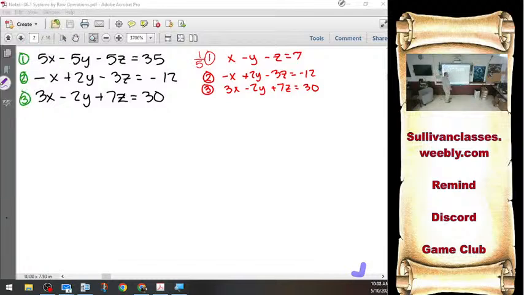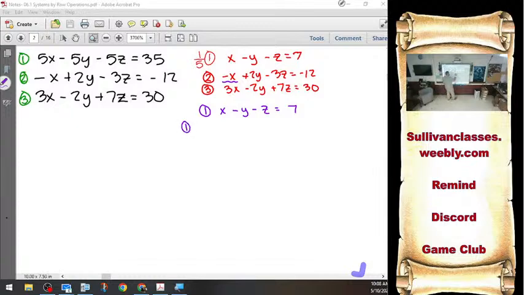So, right below that, I'm not going to do anything to equation 1 yet. I'm going to leave that as x minus y minus z is 7. How would I get rid of that -x in equation 2? What are my rules? I can multiply a row by anything. I can add any two rows at any time. I can add multiples of rows at any time. I can swap rows.